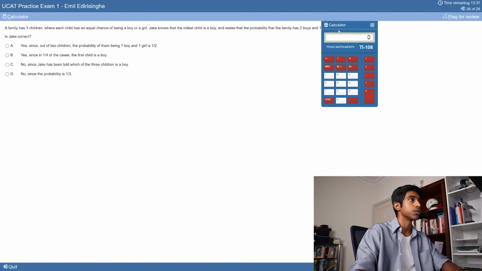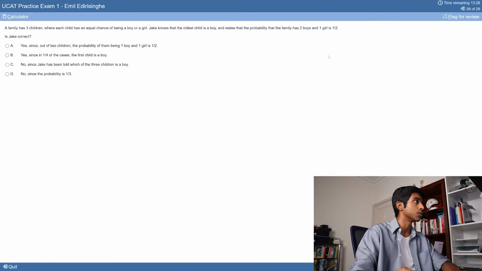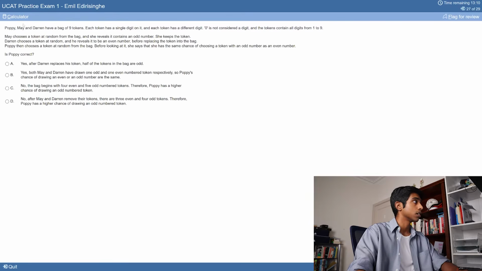A family has 3 children, where each child has an equal chance of being a boy or girl. Jake knows the oldest child is a boy. He states the probability the family has 2 boys and 1 girl is a half. Yes, yes. Yes, since he knows the oldest child is a boy, then it's going to be A.